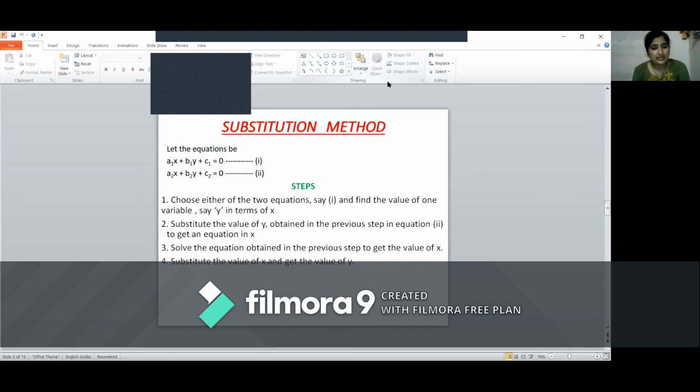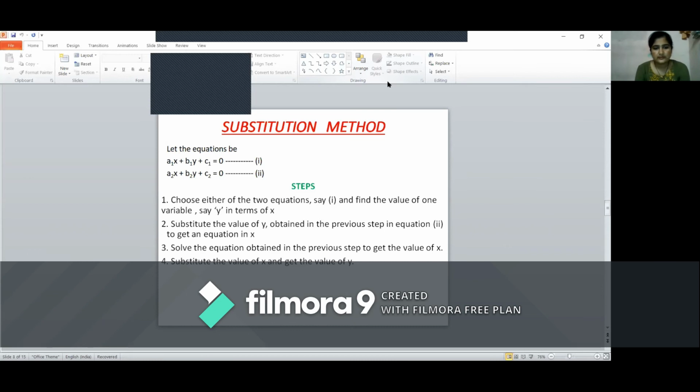Then substitute the value of y obtained in the previous step in equation 2 to get an equation in x. Means what? From the first equation we find y in terms of x and put that value in equation 2 to get an equation in x. Now solve the equation obtained in the previous step to get the value of x, and then substitute the value of x to get the value of y.